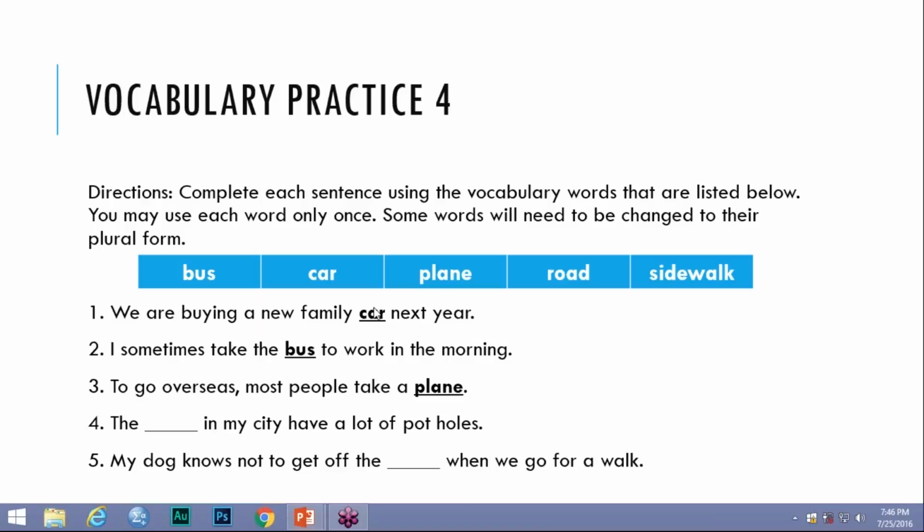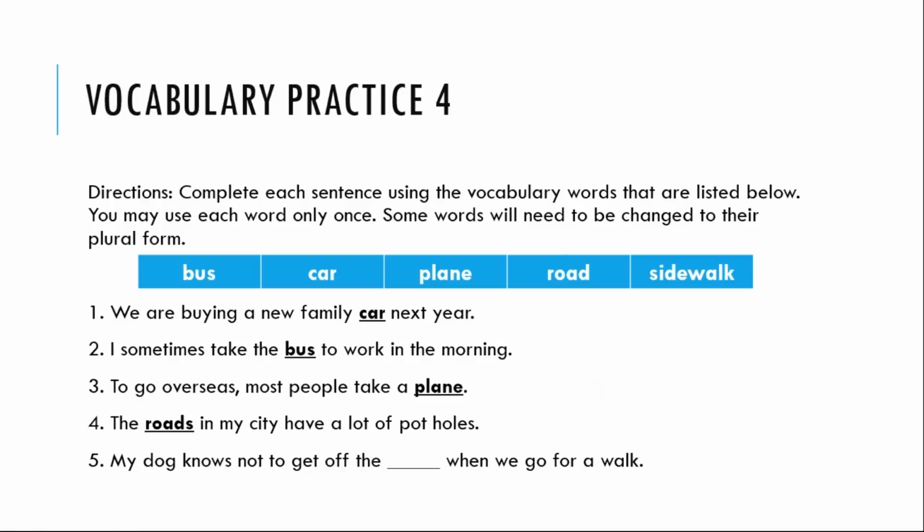Yeah, you got to put an S. Tiene que poner la S. You have to put the S there. The roads in my city have a lot of potholes. Very good. Las carreteras en mi ciudad tienen muchos huecos. That's what you would say. Y potholes porque son dos palabras, van juntas. Pothole es una, son dos palabras, pero van juntas y significan los huecos que hay en las carreteras.